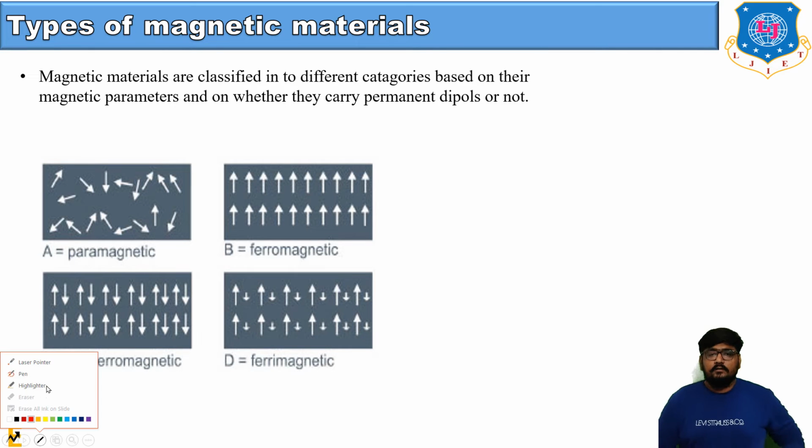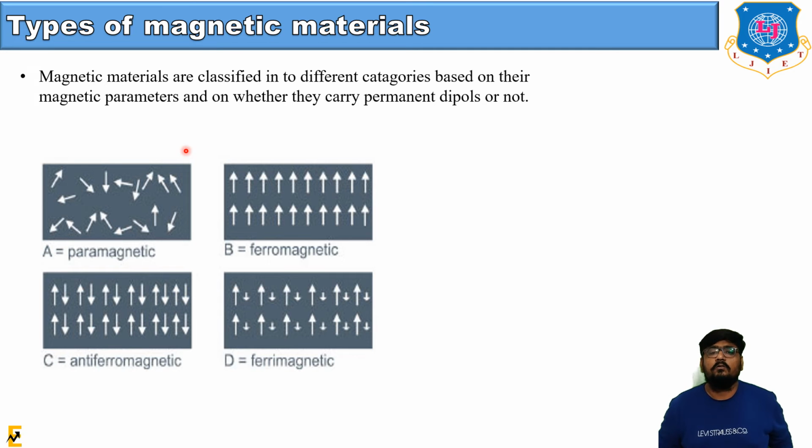Now in this chapter of magnetism, we are going to discuss types of magnetic materials. As you can see on the screen, there are four different types of magnetic materials: paramagnetic, ferromagnetic, anti-ferromagnetic and ferrimagnetic material.